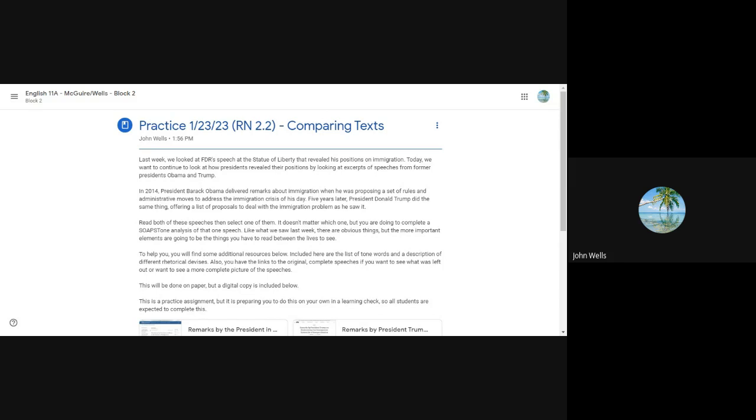So, what we want to do today is continue looking at how to critique and analyze text and put ourselves in a position where we can compare those texts to each other. We're going to look at a couple speeches about immigration. We're going to work on a SOAPSTone analysis of one of them and then set ourselves up to do that comparison in class tomorrow. Okay?